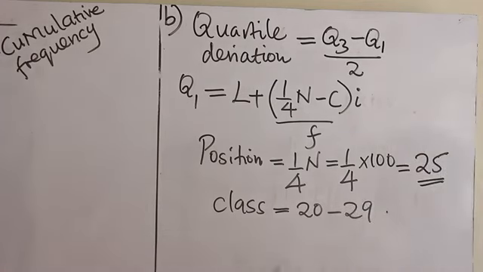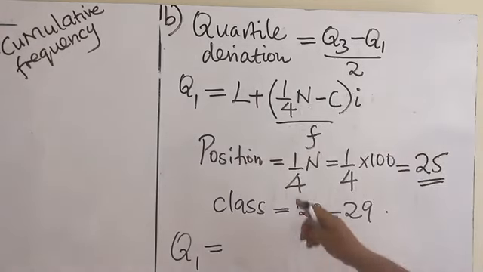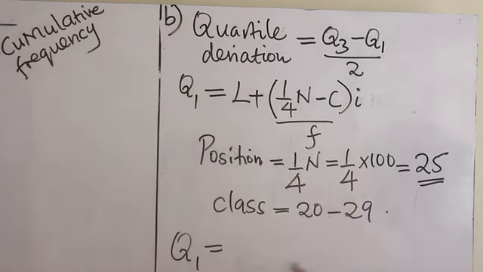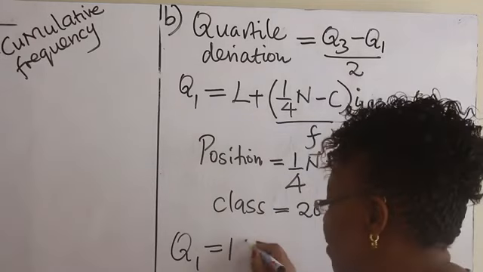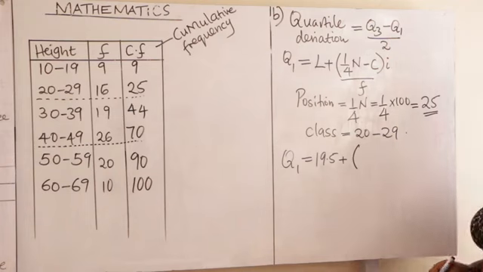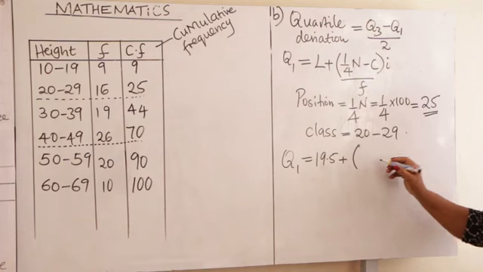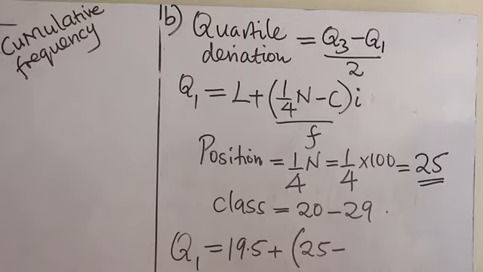From there now, get your Q1. Your Q1, learner, is the lower limit of the median class. You come to this lower number, just like we did in the median, and you subtract 0.5. 20 minus 0.5 gives you 19.5. In brackets, a quarter of n, which we have already calculated, is 25, minus C.